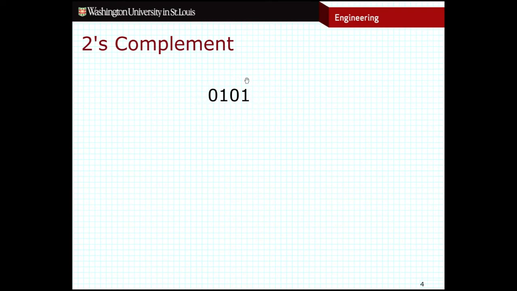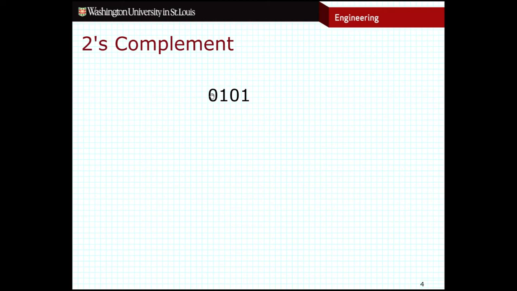Let's say I want this to be a negative value 5 instead. Well, the way that I'm going to convert this to be a negative 5, it would be nice if I could simply switch the sign bit from a 0 to a 1. But that's actually not going to be negative 5 under this particular scheme. It's not going to work out that way.